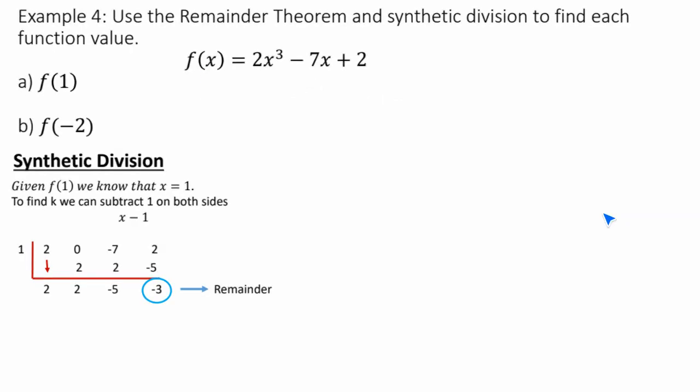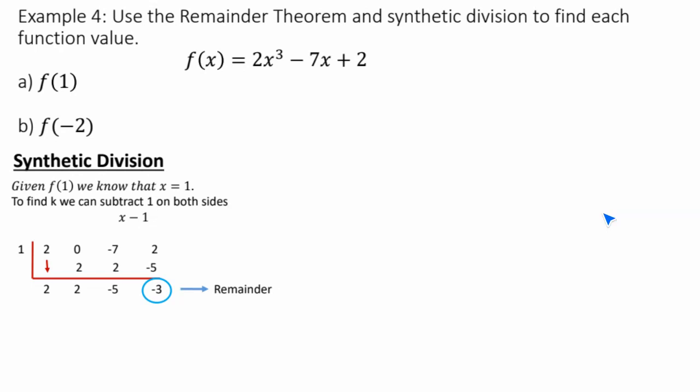Well, let's first do the synthetic division. So again, we're going to divide by 1, or k is going to be 1. Here we have 2x cubed. We're missing the x squared term, so we're going to put 0 here. So we have minus 7 plus 2. When we do synthetic division, again, we go through the process, we end up with a remainder of -3.